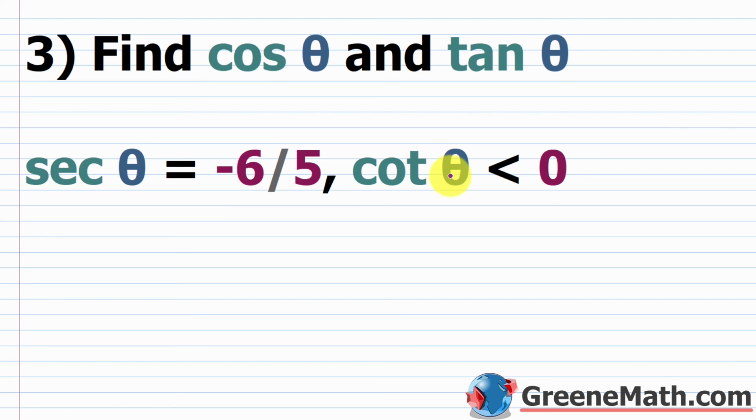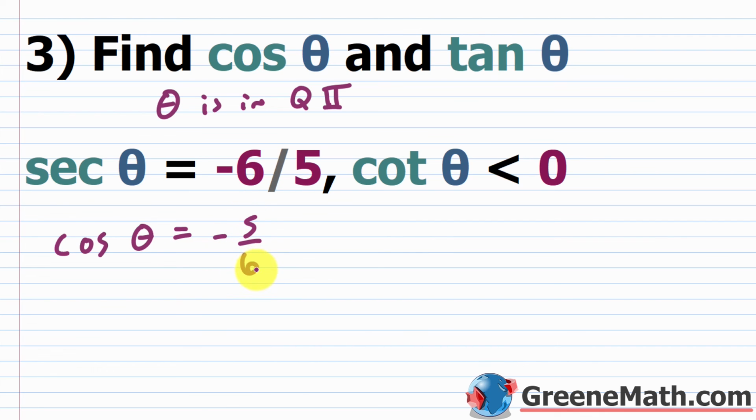Now the cotangent is going to be negative or less than 0 in quadrants 2 and 4. Because remember, with cotangent or tangent, they're positive in quadrants 1 and 3. Okay, so the overlap here is going to be quadrant 2. So we'll say that theta is in quadrant 2. So now that we know that, let's think about finding the cosine of theta. In this case, it's just the reciprocal of the secant of theta. So just flip this. This will be negative 5/6, like that.